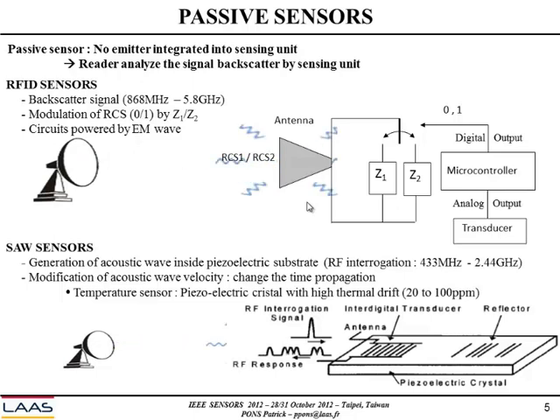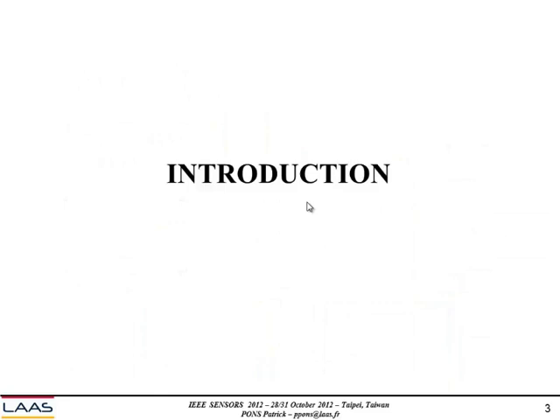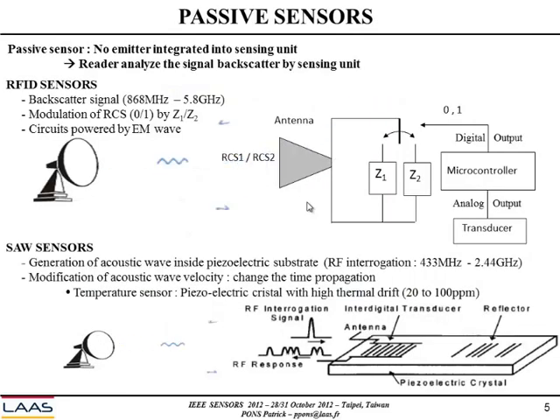The first one is RFID sensors. In these sensors, there is a modulation of the radar cross-section, here by changing the load connected to the antenna, which is driven here by a switch. This gives information from the transducer, which gives 0 or 1, like a digit, and then you obtain in the reader a high level or low level of the signal, which is like 0 and 1.